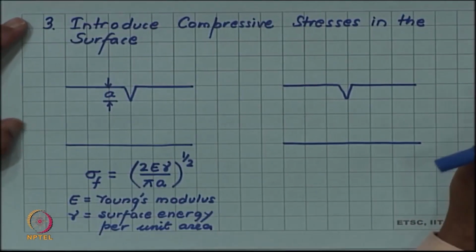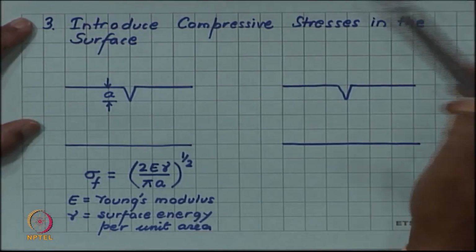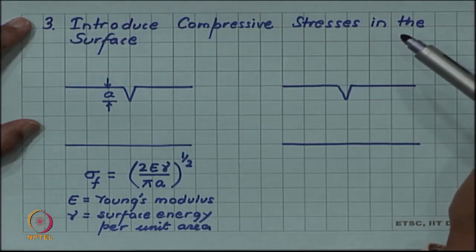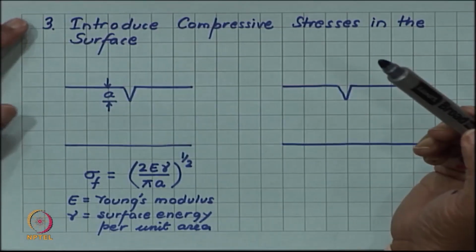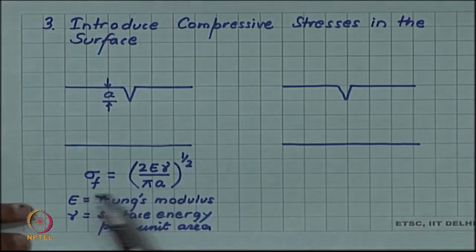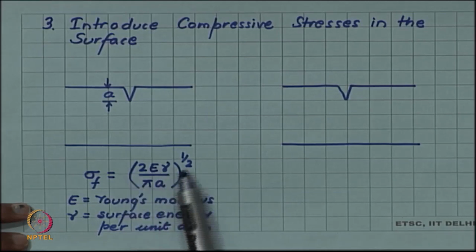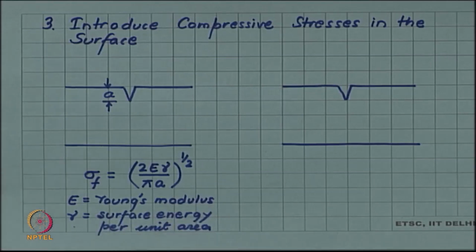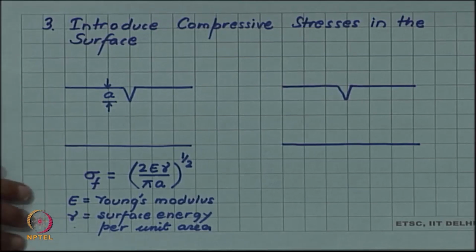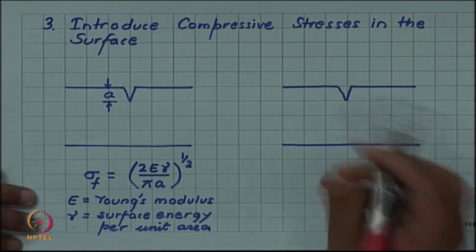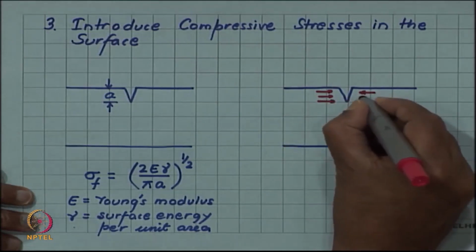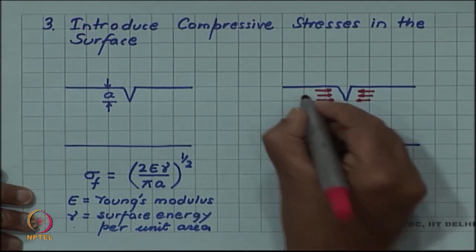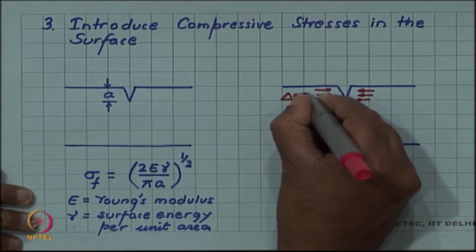A very interesting way of enhancing the fracture stress of any material is to introduce compressive stress in the surface. Let us assume that this is a component with a surface crack of depth a. We know from Griffith's formula that the fracture stress will be the square root of 2Eγ by πa, where E is the Young's modulus and γ is the surface energy per unit area. Now, if somehow some residual compressive stress is introduced into the surface, so suppose the crack faces are now in compression, and the value of this compressive stress is, let us say, Δσ.